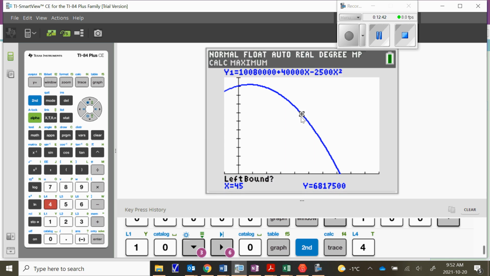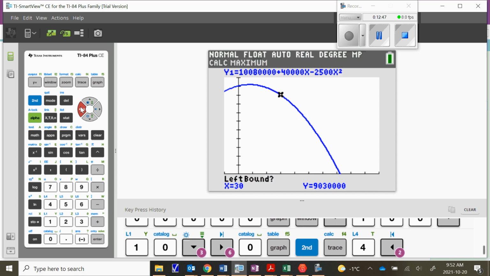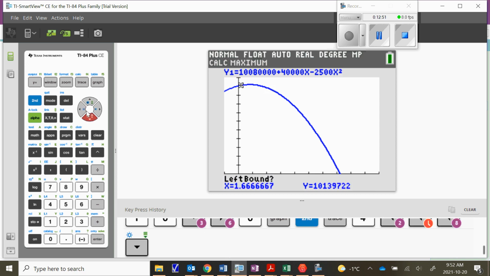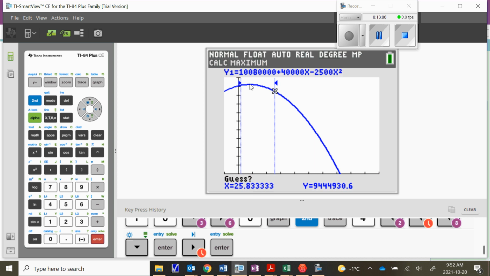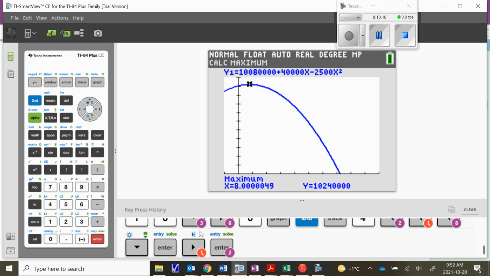And so we need to put the cursor so that it is to the left. So we can arrow over to the left right there. So we are left of the vertex, and it's prompting for left boundary. Yep. And the right boundary, we can move the cursor over to the right of the vertex, anywhere to the right of it, hit enter, take a guess that it's somewhere between those two boundaries, and there it is.